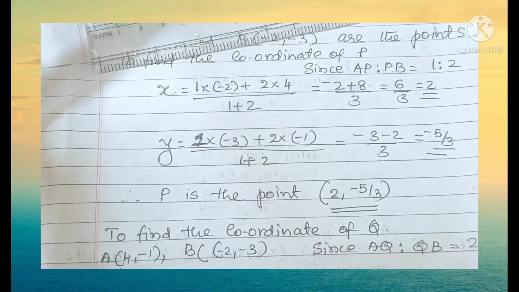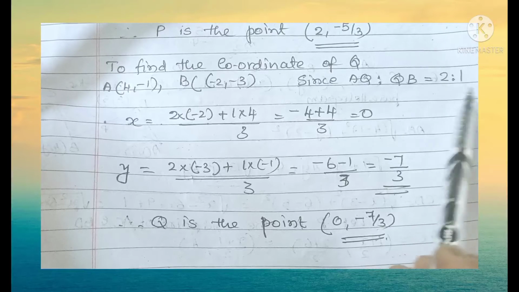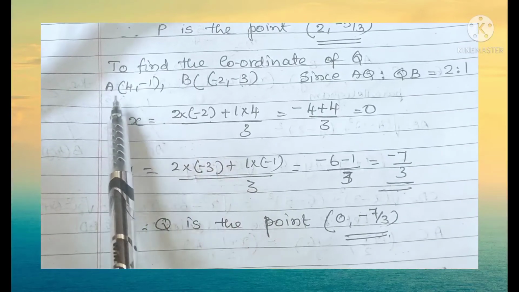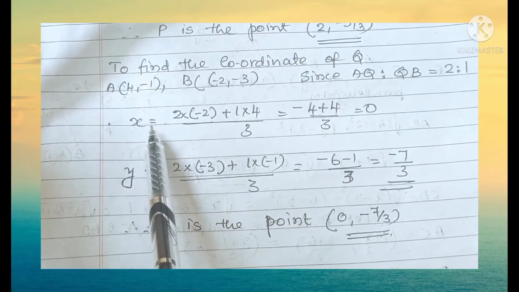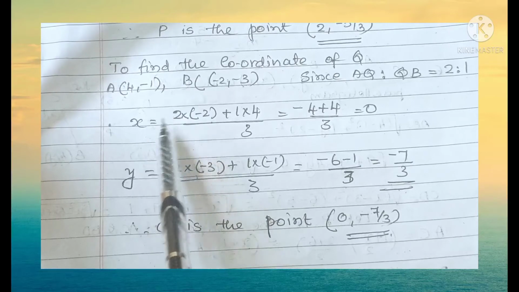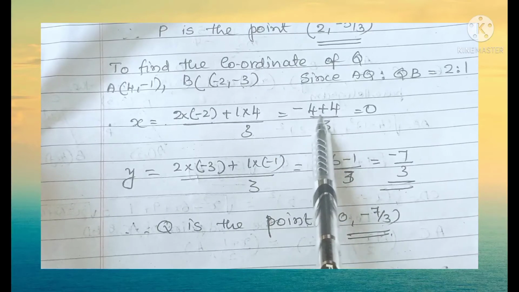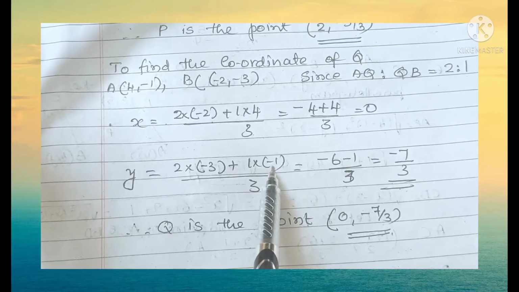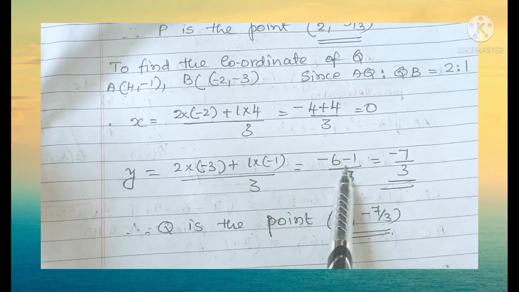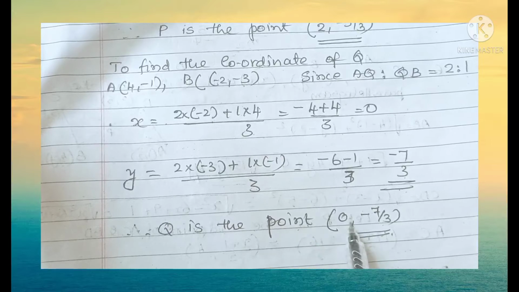Then we want to find the coordinates of Q. Since AQ is to QB is 2 is to 1, this is taken as m1 is to m2. Then A (4, -1), B (-2, -3). Then using section formula, we will get x is equal to (2 into -2 plus 1 into 4) by 3. That is (-4 + 4) by 3, that is 0. And y is (2 into -3 plus 1 into -1) by 3. (-6 - 1) by 3, that is -7 by 3. So we got the coordinates of Q as (0, -7/3).